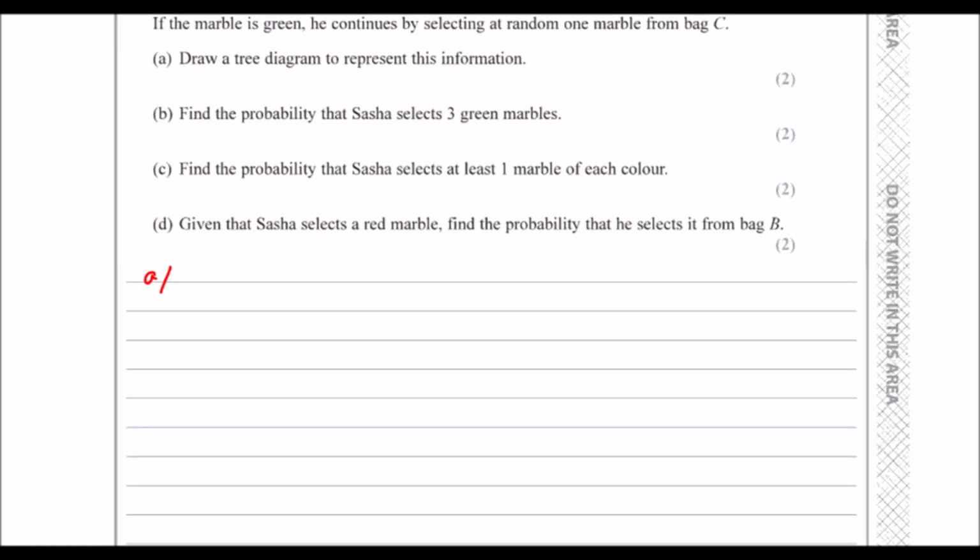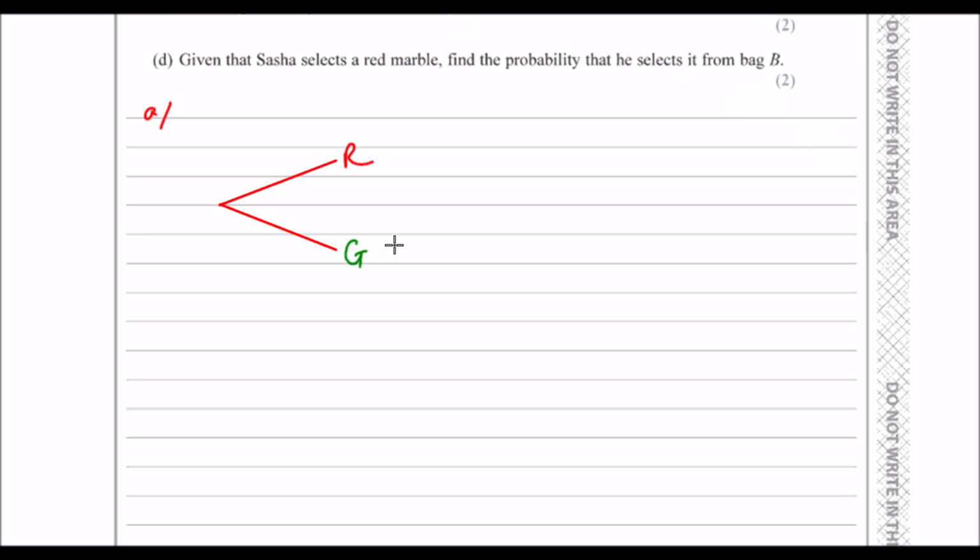So part A, we're going to draw a tree diagram. So for our first pick, we can have red or green. So we can pick red or green. If it's red, we're going to stop, so there's going to be nothing more. If it's green, we're going to pick from the second bag, which again can be red or green. And if it's red, we stop. If it's green, we pick again from the third bag, bag C. And again, that can be red or it can be green.